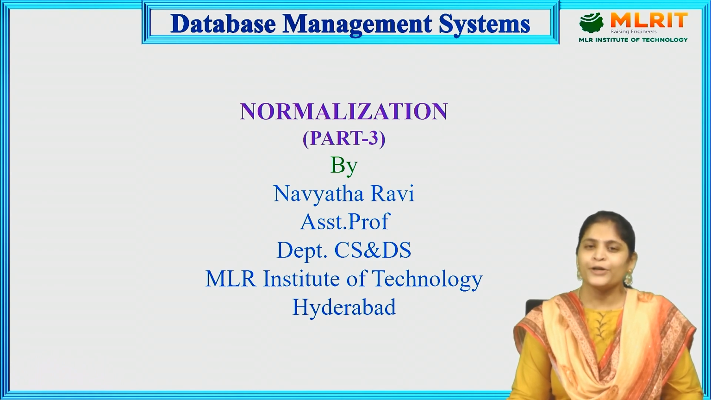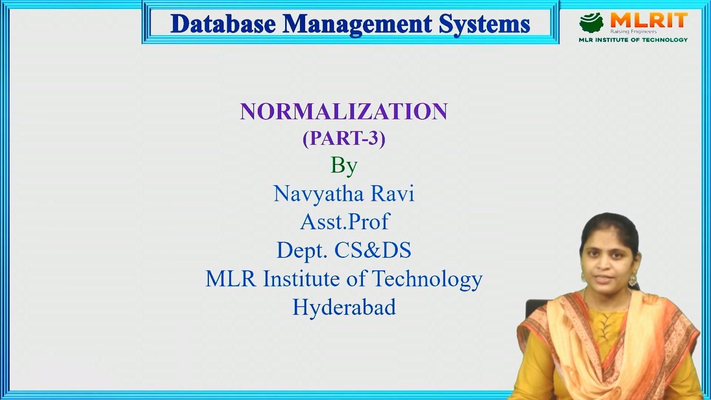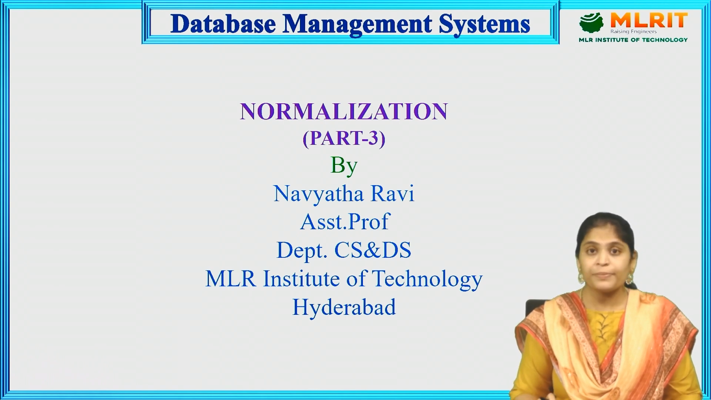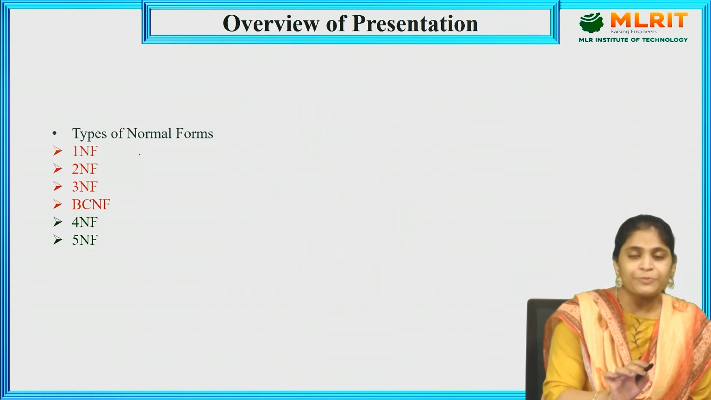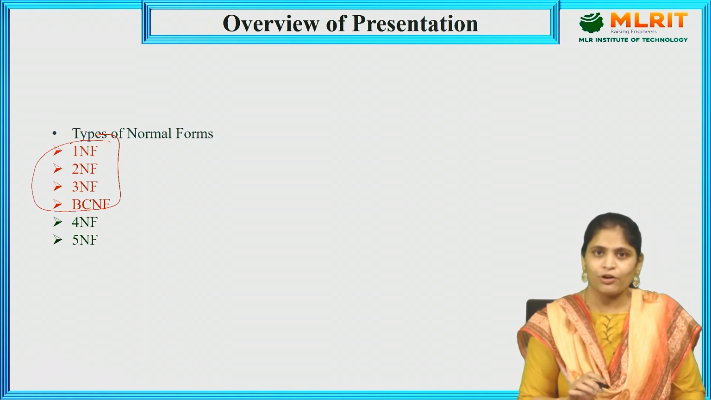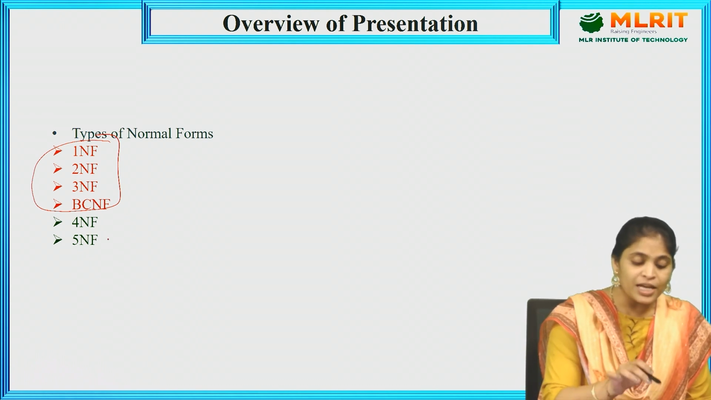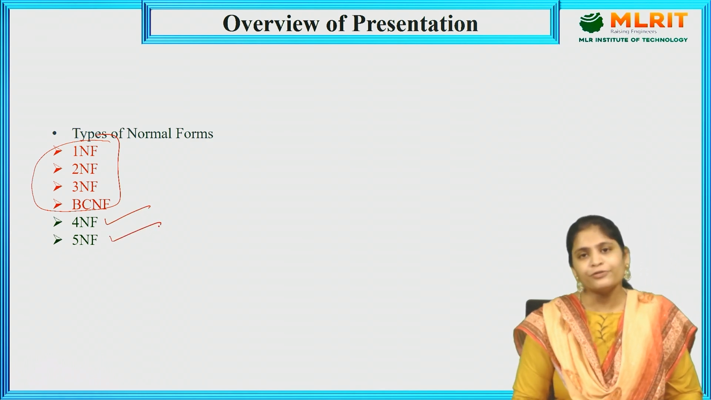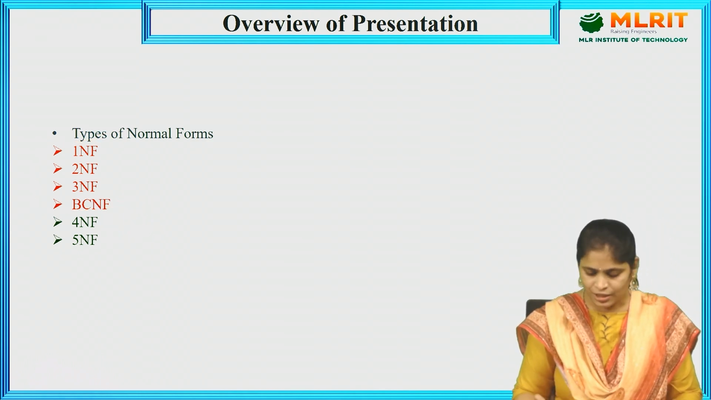Technology. Today I am going to discuss normalization, and the overview of my presentation includes the types of normal forms. Here, up to 3.5 NF we have already discussed in our previous sessions. In this particular session I am going to discuss fourth normal form and fifth normal form. So let us discuss fourth normal form.